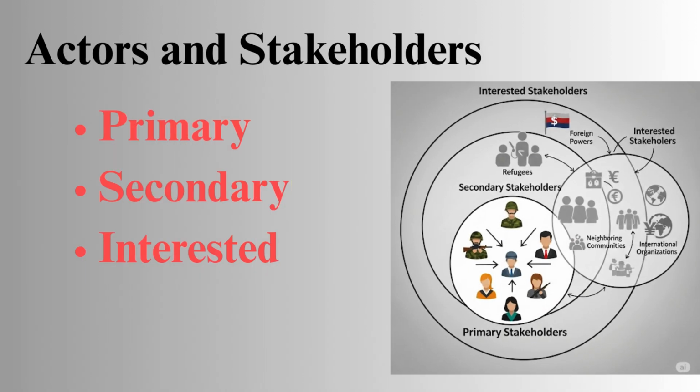The second element of conflict analysis is stakeholders, such as primary, secondary, and interested. Primary stakeholders are directly affected by the conflict, secondary stakeholders are indirectly impacted by the events. Finally, interested stakeholders have a vested interest in the outcome even if they are not directly or indirectly involved. Understanding all three is key to a comprehensive analysis.